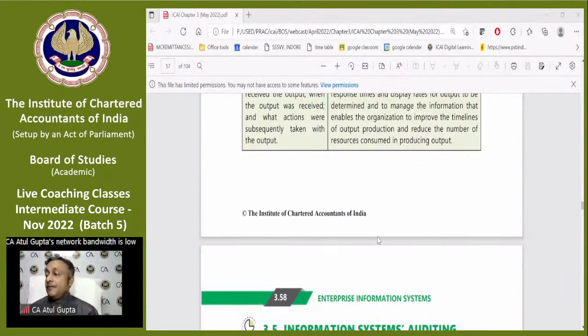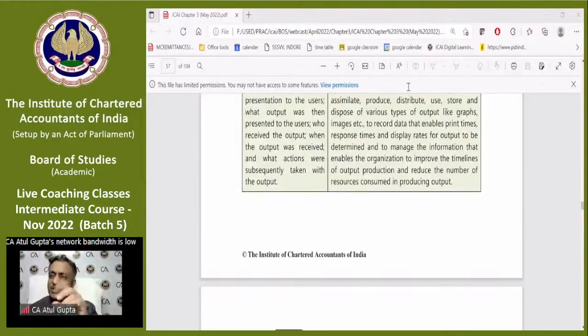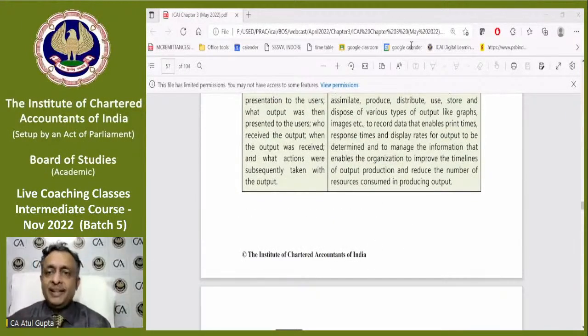Now we have time for the MCQ. So I'm bringing the MCQ. Just give me a second. By that time you can ask any query.